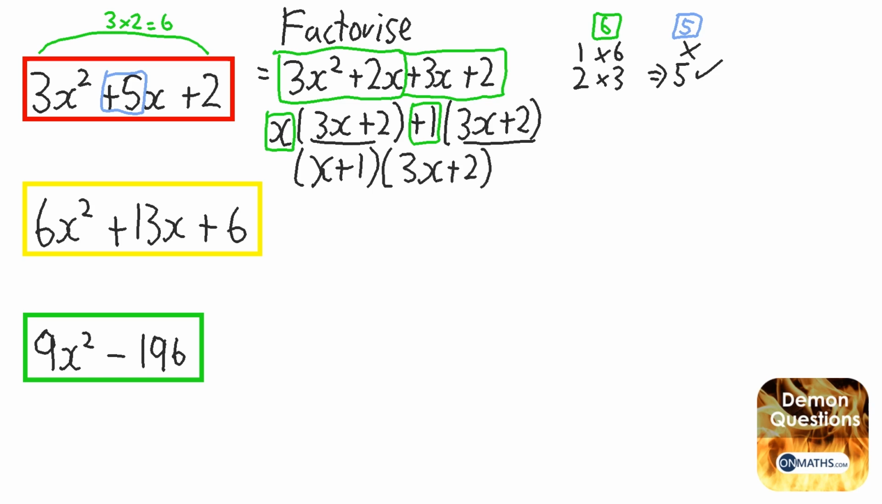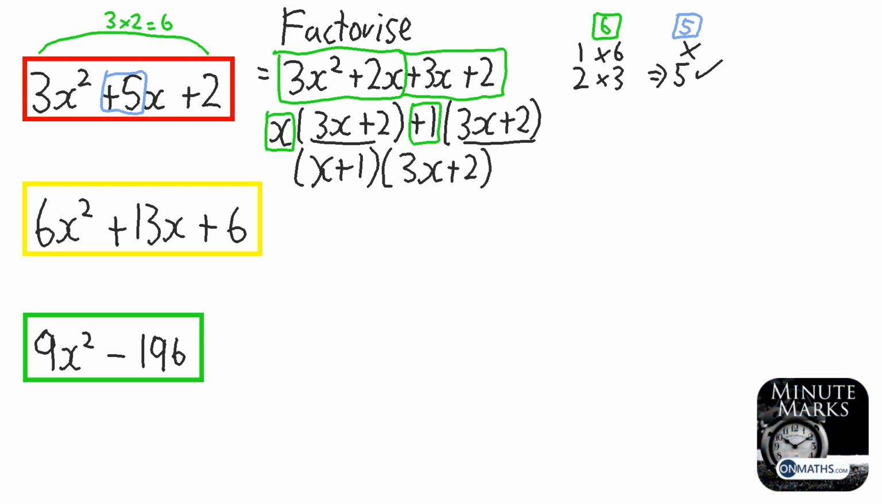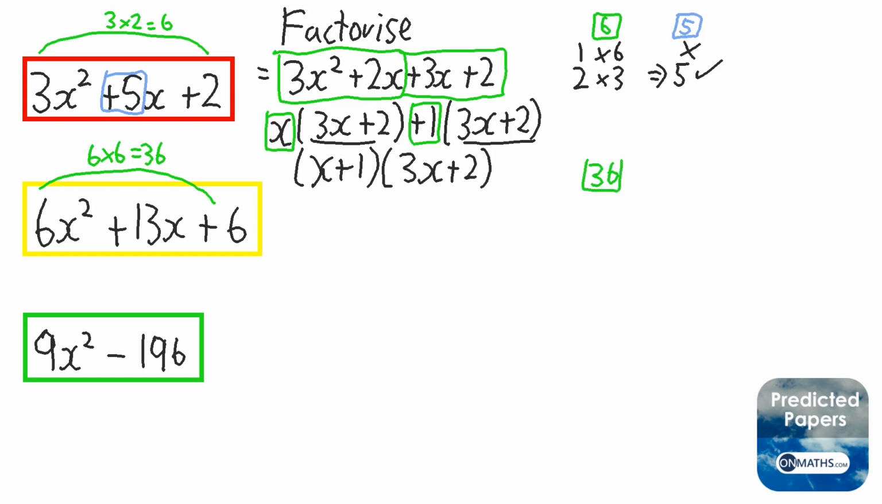and that's the answer. Now you might have got 3x brackets x plus 1 plus 2 brackets x plus 1, and you notice it's exactly the same answer. Okay, let's move on to the second one. So we're going to times these together first, so 6 times 6, which is 36. Okay, so 36 is our target product, and the 13 here is our target sum.